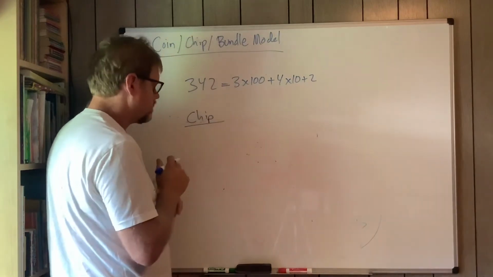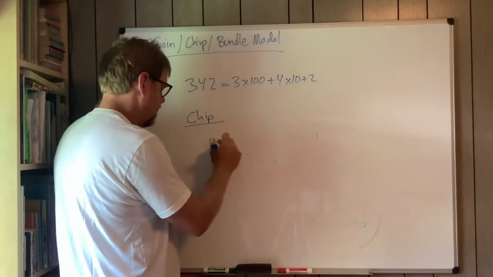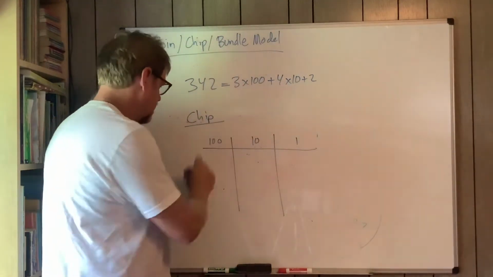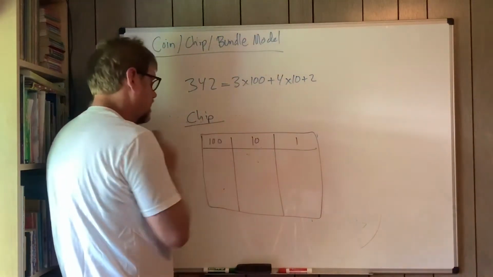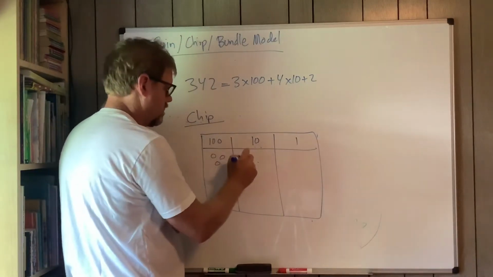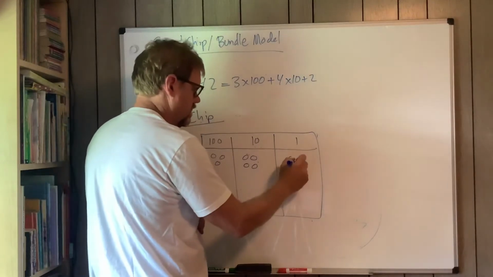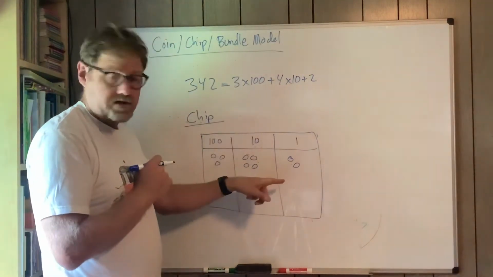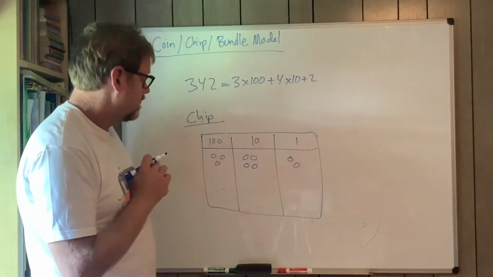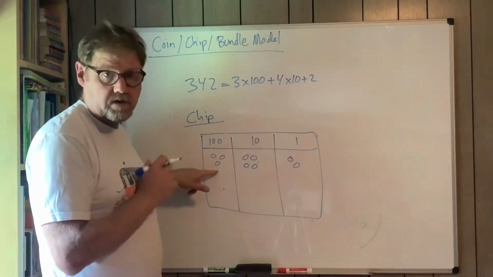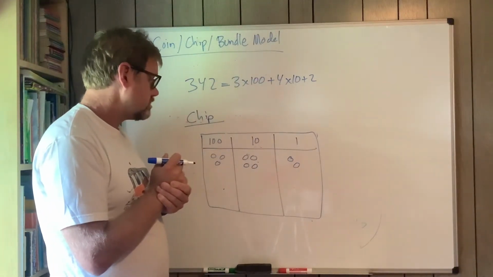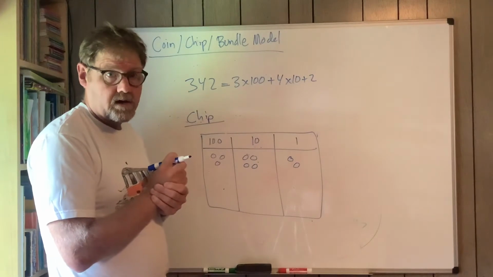The chip model, which we'll use quite a bit in this class, is the same, except we put it on a grid like this. So 1, 2, 3, 1, 2, 3, 4, 1, 2. And so the denominations are clear because they fit into whichever column we're in. These are 100 cents, like dollar coins, those are dimes, and those are pennies. Okay, so that's the chip model.